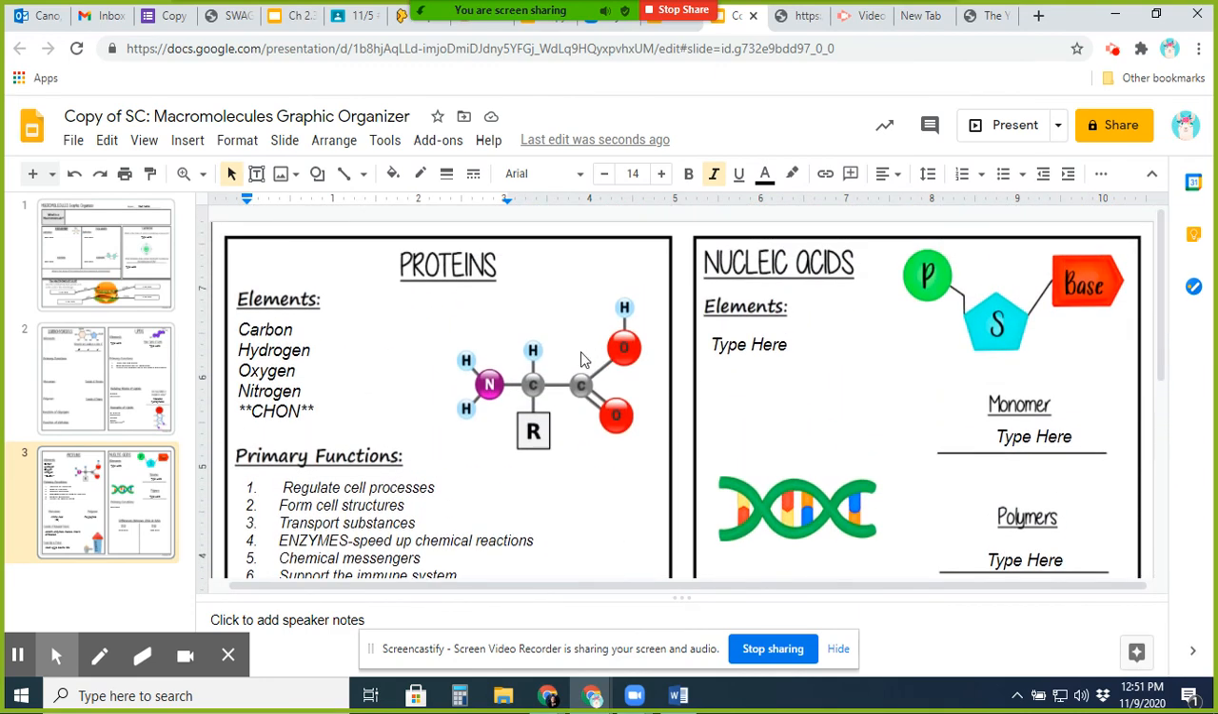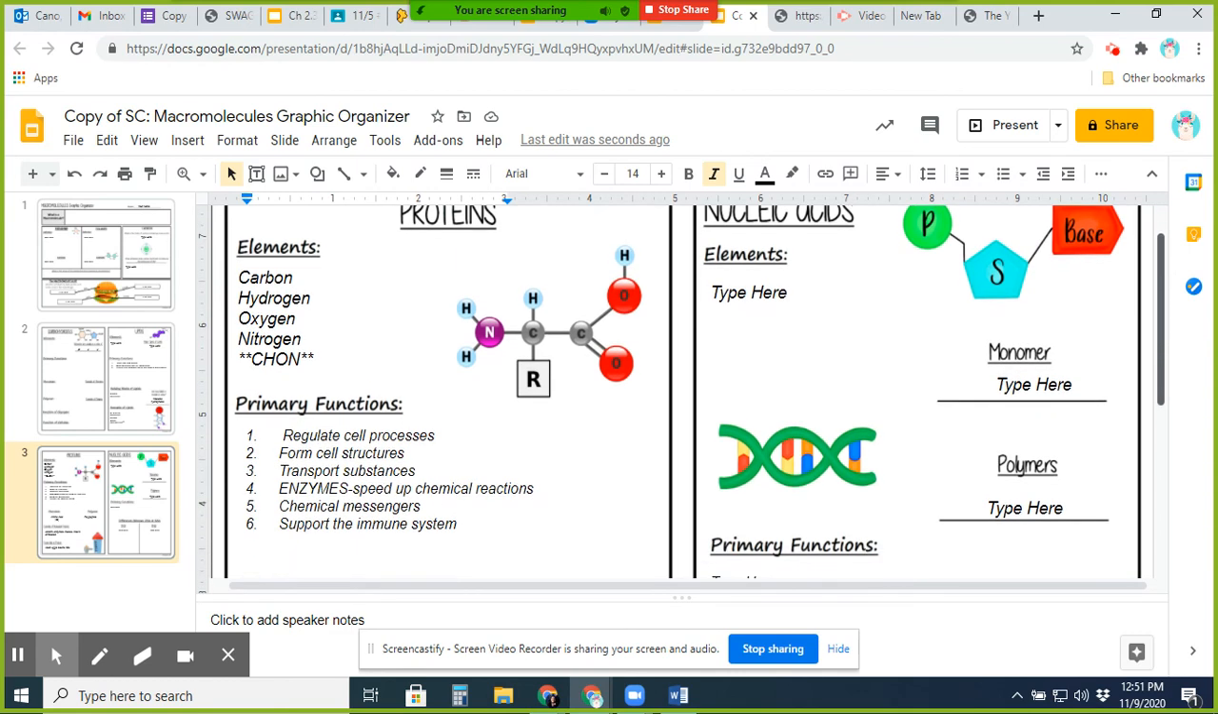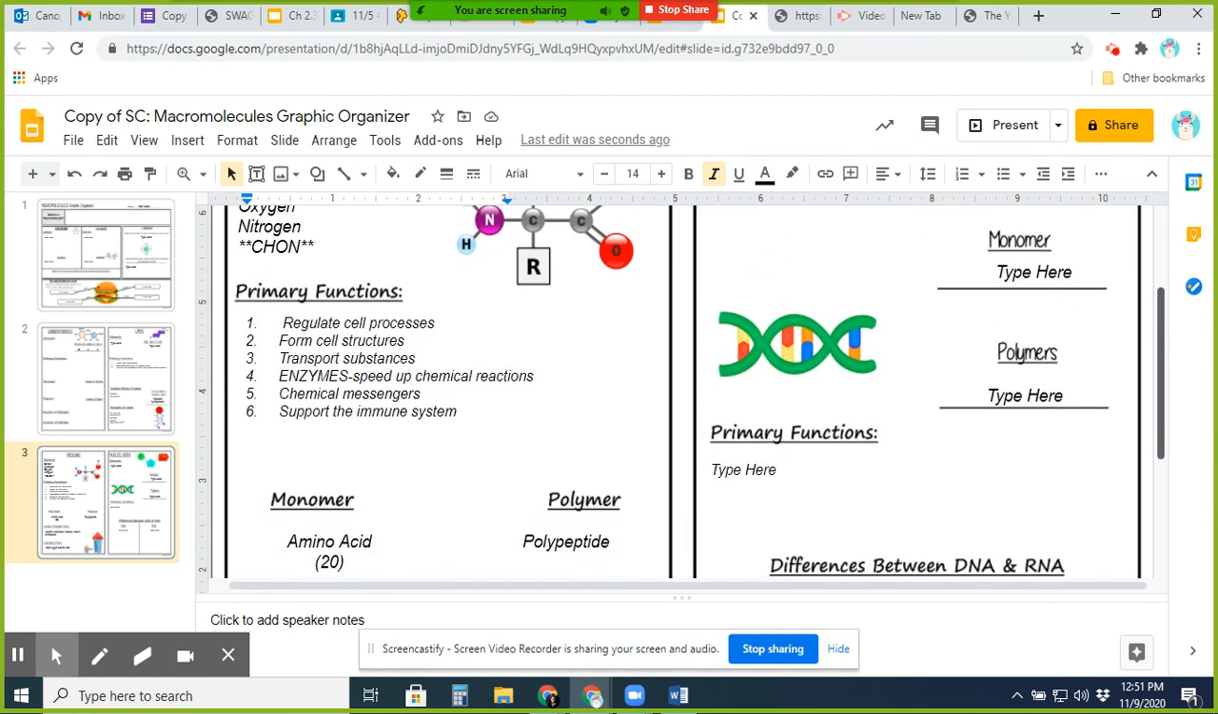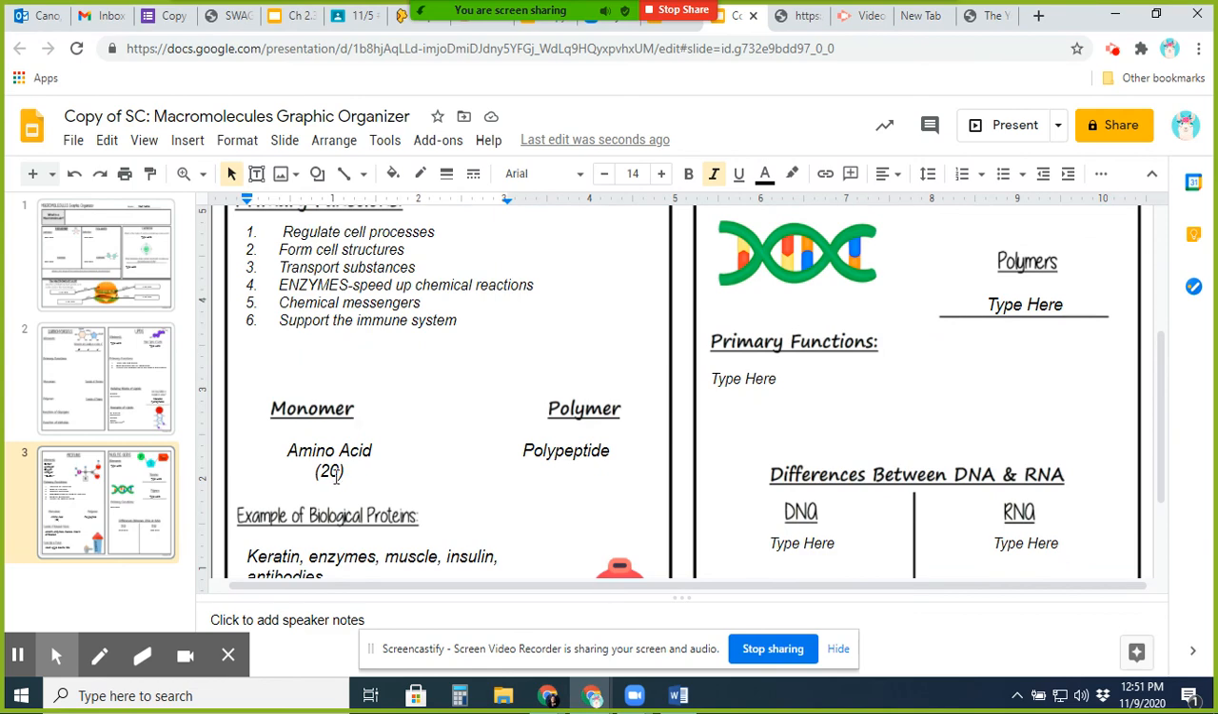Again, every protein is made of amino acids, and every single amino acid has this structure. Again, the amino group, which is the nitrogen side, the carboxyl group, which is the carbon side, and this R, which is considered the side group. And that side group, of course, differs depending on which of my 20 amino acids I am talking about.